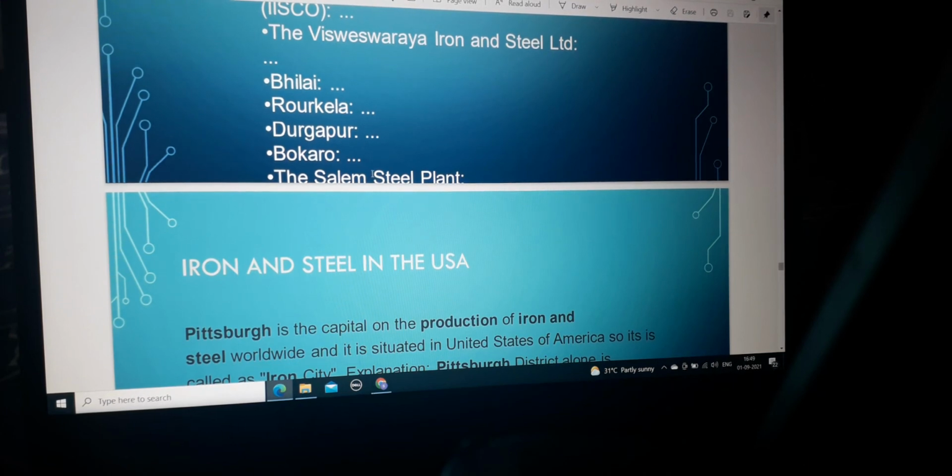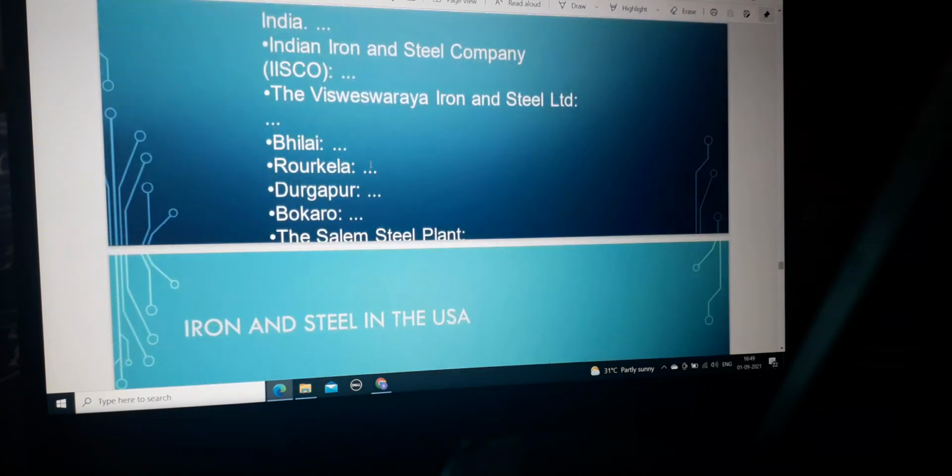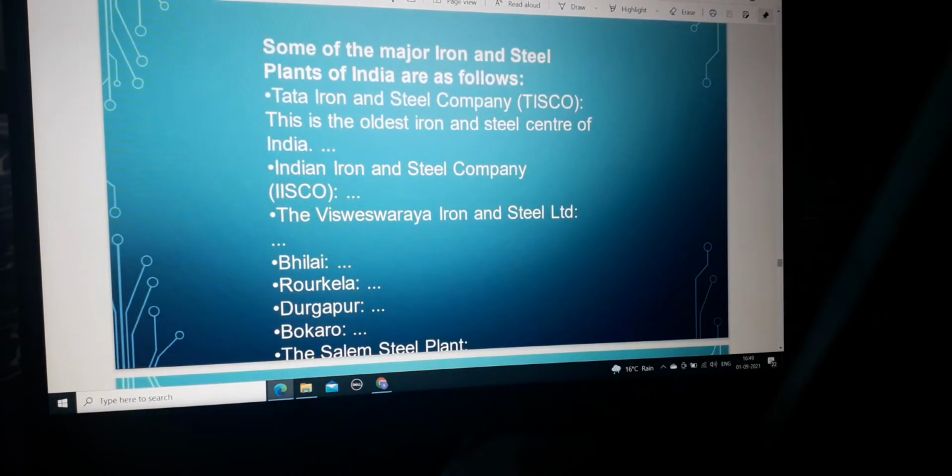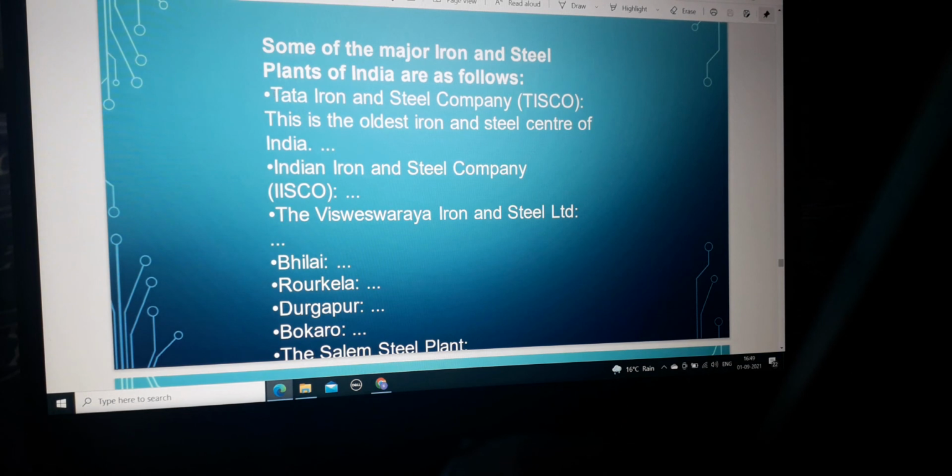Now let us come to see the iron and steel in the USA. Before I continue with the iron and steel in USA, I would like to tell you that TISCO, that is Tata Iron and Steel Company, got a very great opportunity to expand its business during World War II, because the import of iron and steel had stopped from Britain. So it was Tatas which were not only providing the needs of the people inside the country, but also exporting the iron and steel abroad for the construction of railways due to World War II.